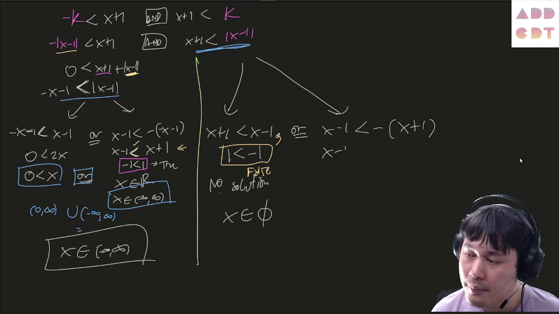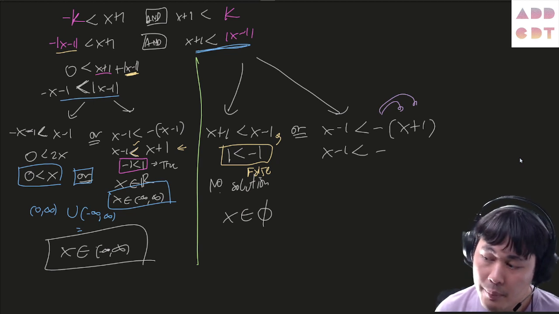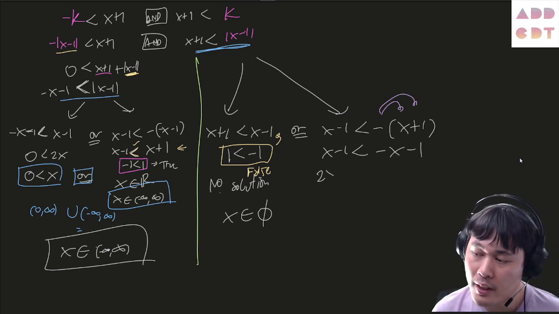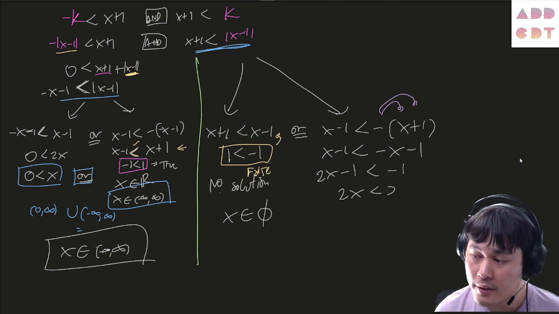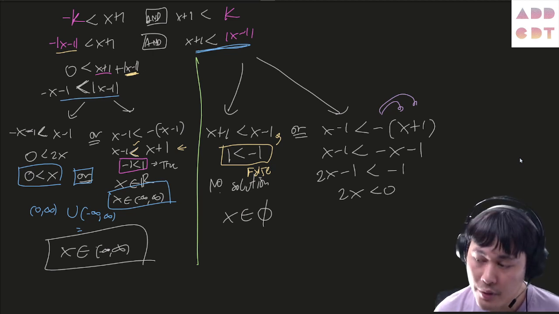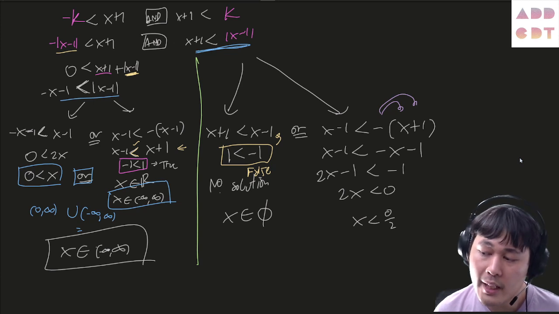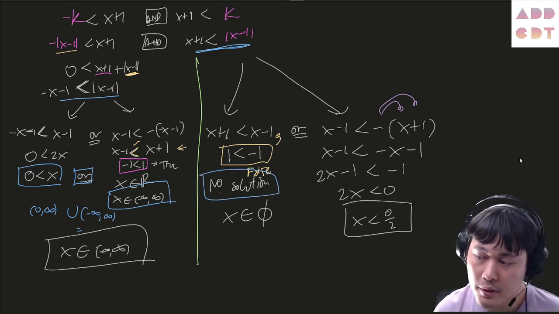You do the math. You again distribute minus inside the parentheses. You get minus x minus 1. You add x to the left hand side. You get 2x minus 1 less than minus 1. You add 1 on both sides. You get 2x less than 0. Now you can divide by 2 on both sides. You get that x is less than 0. That's the third solution. That's the fourth one.